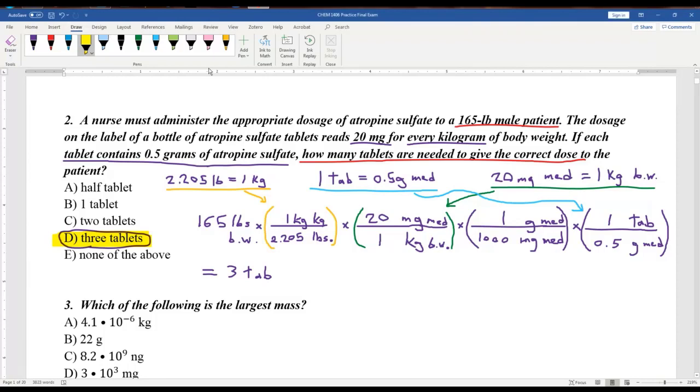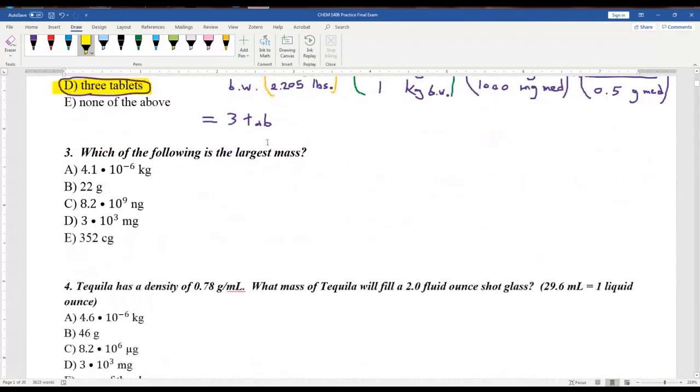So since you said conversions, another one I'd like to go ahead and do is number 3, because this is an interesting one. Which of the following is the largest mass? Well, the largest number is obviously C, but the truth of the matter is there's no way to know which of these is the largest mass without getting them all into the same units.